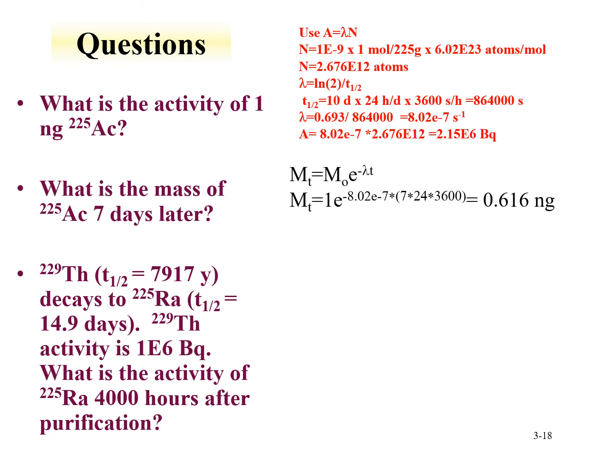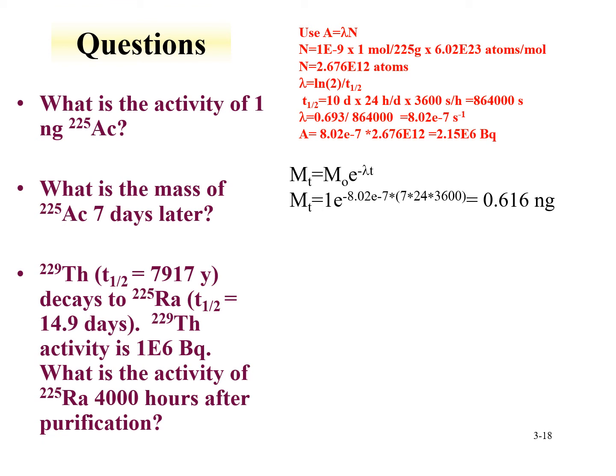So 7 days later, what's the mass of that actinium? Well, the mass at time t is equal to the mass initial times e to the minus lambda t. We will utilize this equation. The 1 nanogram times e to the minus lambda t is equal to 0.616 nanograms. So with a 10-day half-life, 7 days later, not quite half of it has decayed.